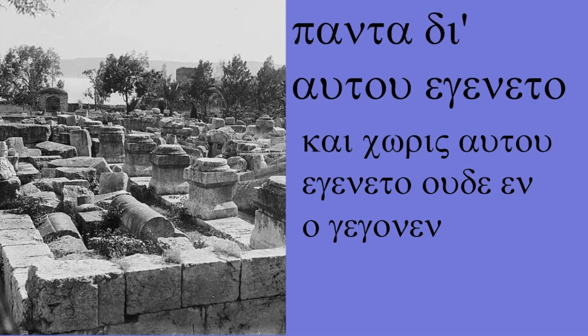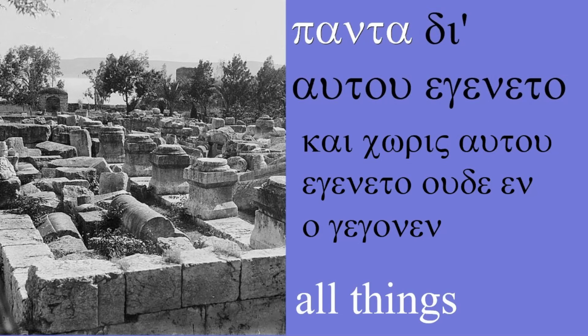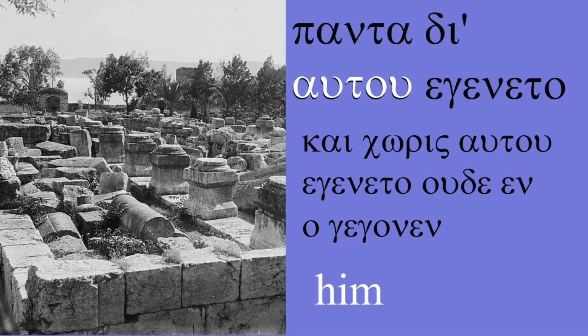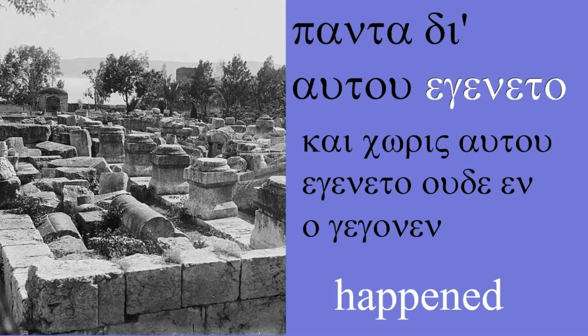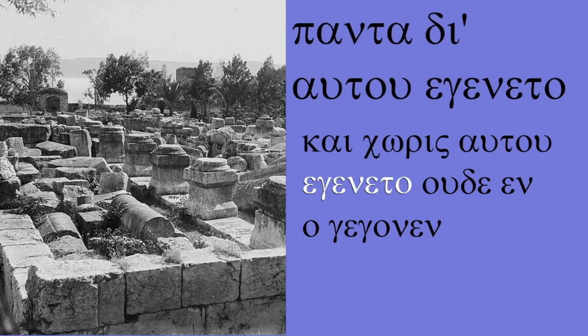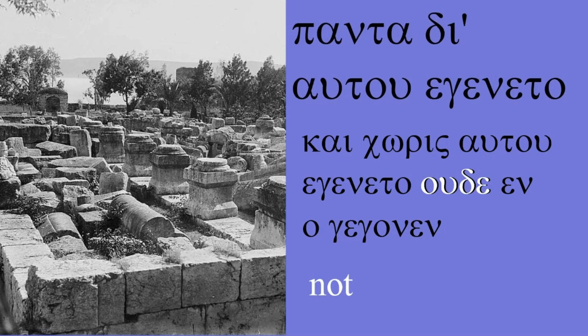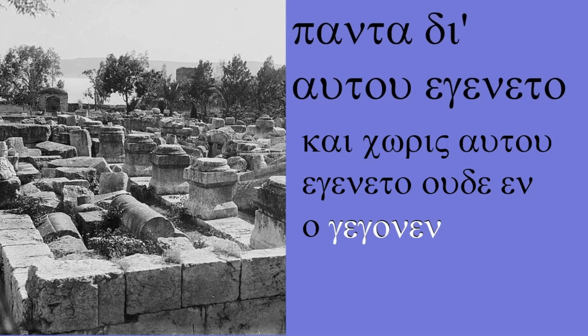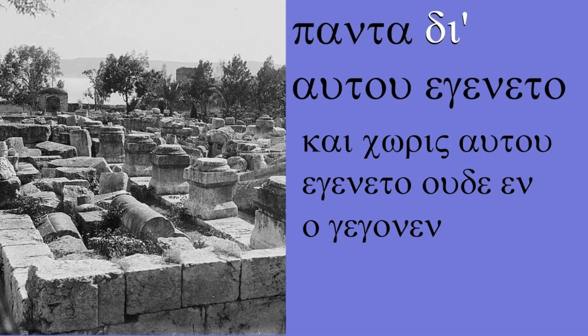Let's review the whole verse. Here's John 1:3 in Greek. Παντα, all things; δια, through; αυτου, him; εγενετο, happened; και, and; χωρις, without; αυτου, him; εγενετο, happened; ουδε, not; εν, one; ο, what; γεγονεν, has happened. Παντα δι' αυτου εγενετο, και χωρις αυτου εγενετο ουδε εν ο γεγονεν. All things by him happened, and without him happened not one thing which has happened.